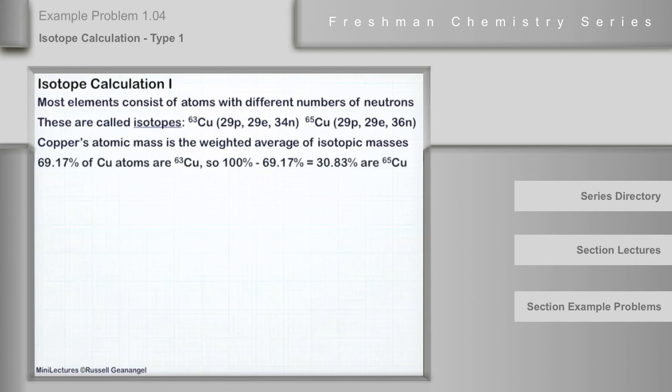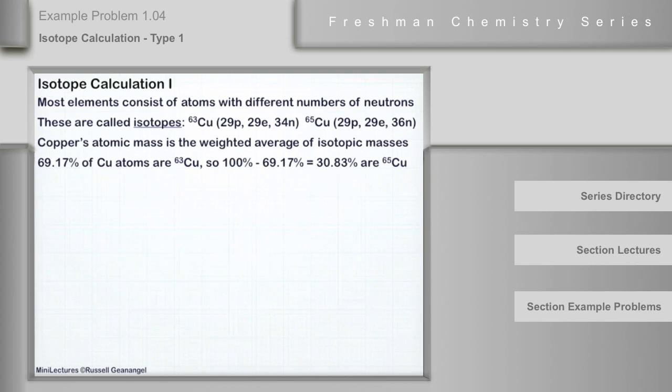Now, it happens from mass spectrometric measurements that we know that 69.17% of all copper atoms are copper 63. So since there's only two isotopes, we can subtract that number from 100% and find that 30.83% are the other isotope, copper 65.